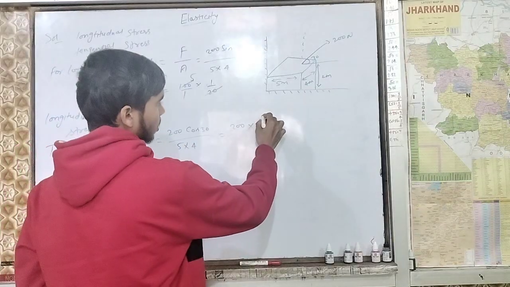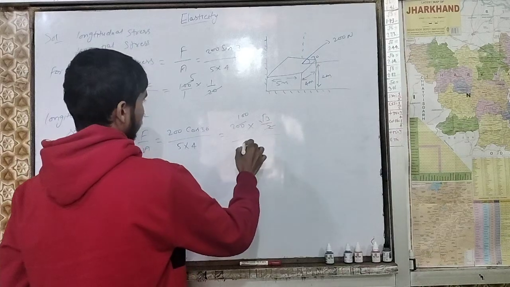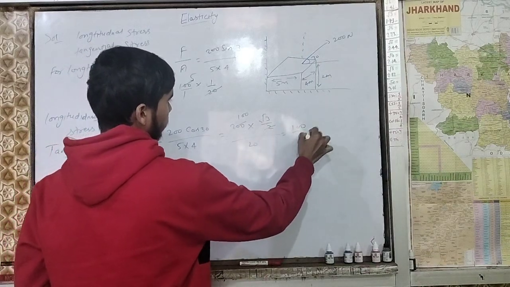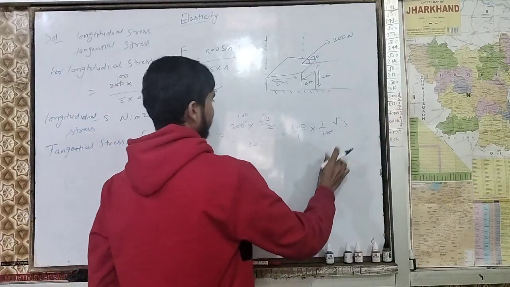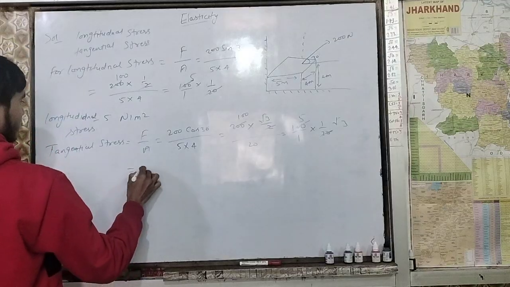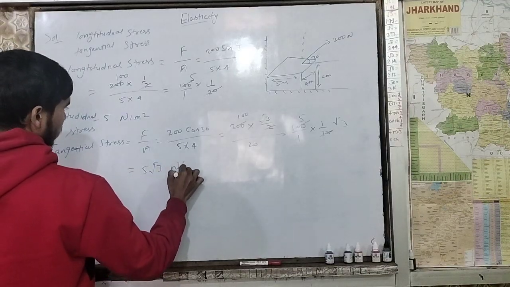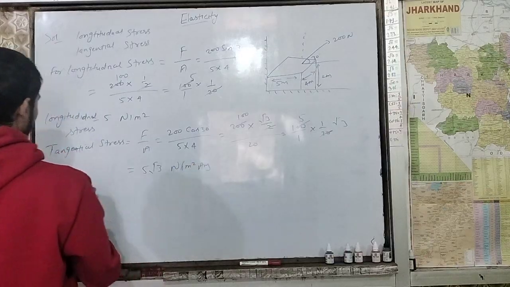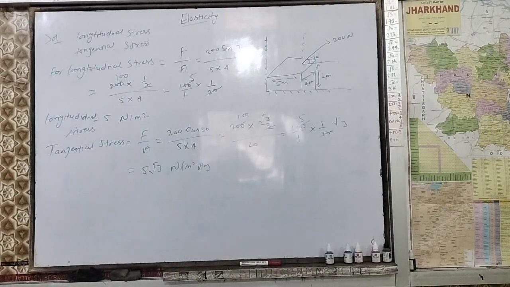Cos 30 is nothing but root 3 upon 2. 200, 20, 100 upon 1 multiplied by 120. But remember, root 3 is still there. 5 into root 3. This is our answer. Tangential stress.